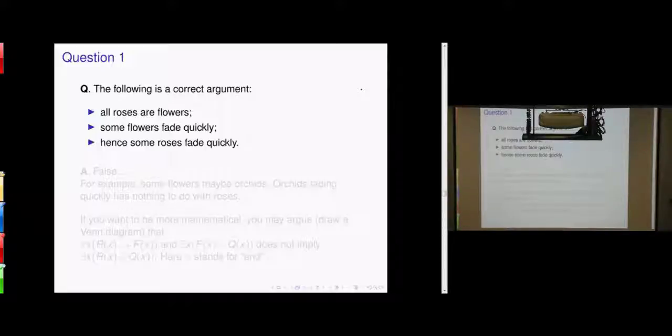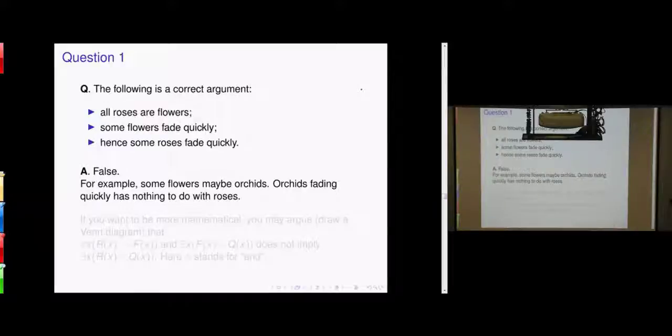Question 1. The following is a correct argument, meaning logically sound or valid. The argument says: all roses are flowers, some flowers fade quickly, hence some roses fade quickly. Is this a reasonable argument? The answer is false. This is not valid.